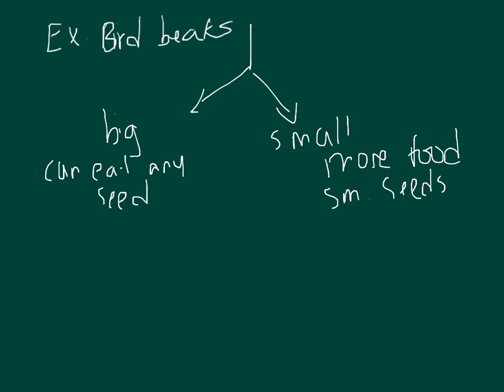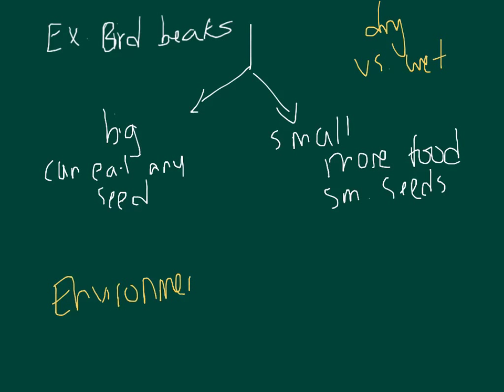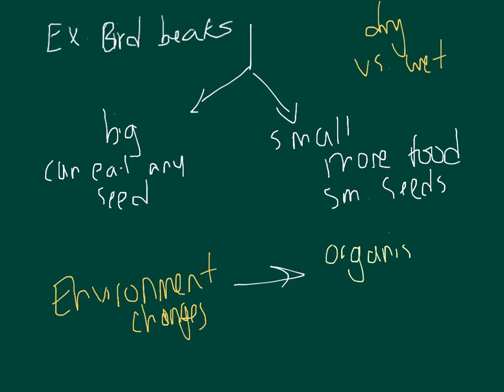So when would this be an issue? In a dry or wet year? That would influence what type of birds would survive, because again, the environment's changing. So the way you could always think of it is environment changes, organism changes. One cannot happen without the other.